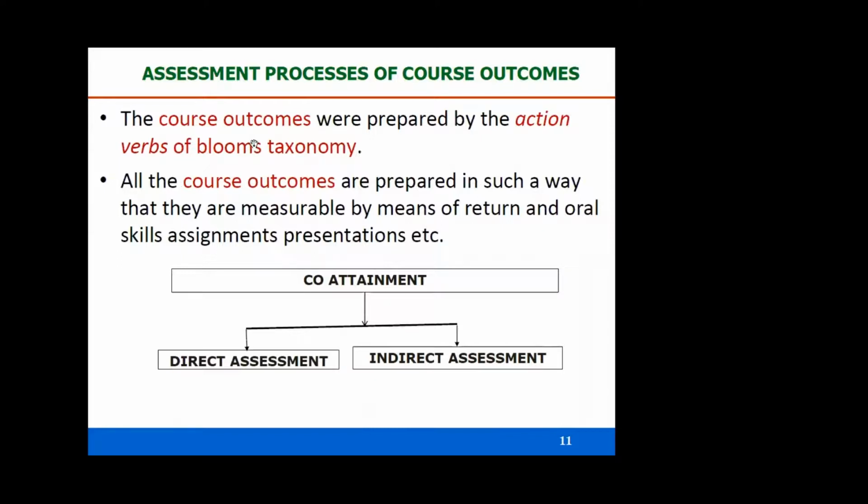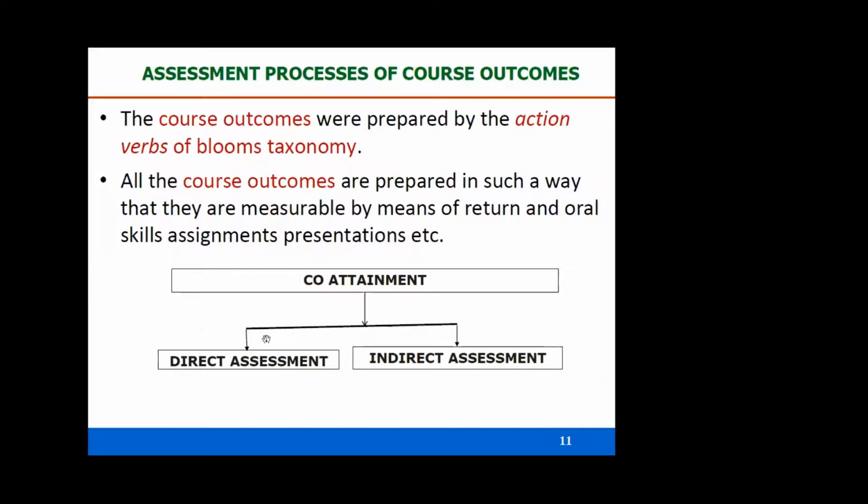Now the course outcomes were prepared using the action verbs of Bloom's taxonomy, what we discussed in our previous class. If your university or your surrounding autonomous colleges are not following Bloom's taxonomy, you can also stick to the same. But if you want to show you are different from others, you can incorporate these things, then you will be strengthened like that. Once course outcomes are defined, all the course outcomes are prepared in such a way that they are measurable by means of written and oral skills, assignments, presentations, etc.